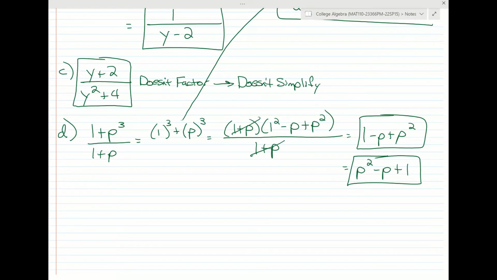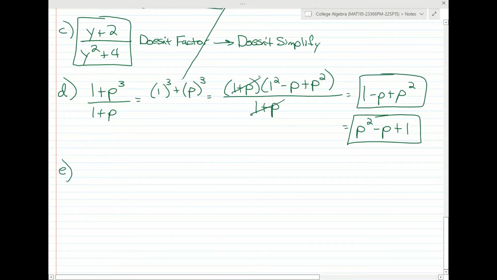I wanted to show you another example where we have to factor out a negative. So the example would look like this. If we had r minus 1 over 1 minus r.